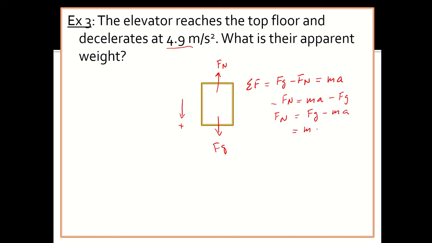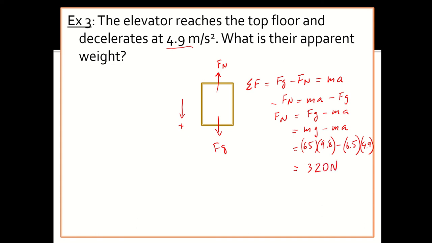And if you plug in the numbers, again, mg minus ma, what do we get here? 65 times 9.8 minus 65 times 4.9. So in this case, we got 637 minus the acceleration term, so we get 320 newtons.